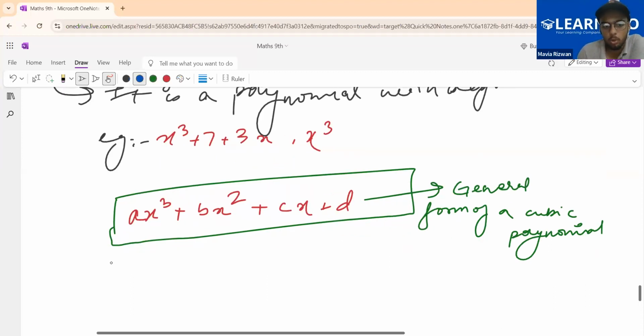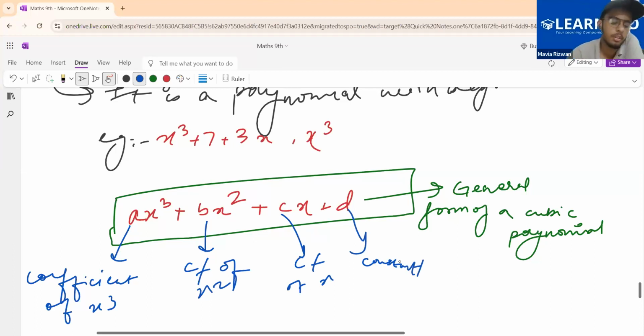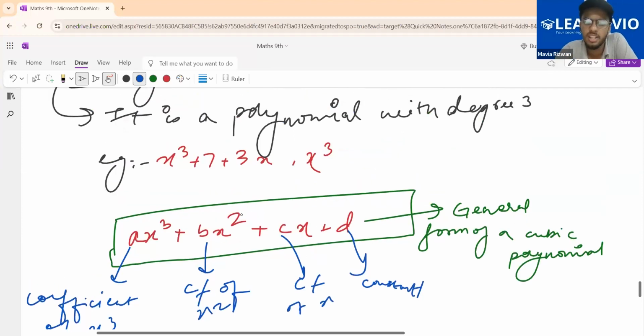Now again, a is the coefficient of x cube, b is the coefficient of x square, c is the coefficient of x, and d is the constant. Okay, understood? Now, I hope that you would be able to identify a, b, c, and d, right?